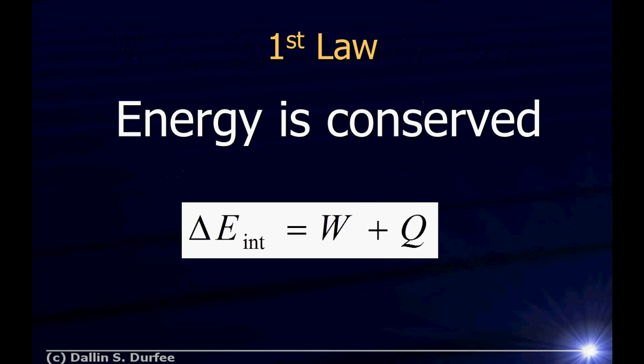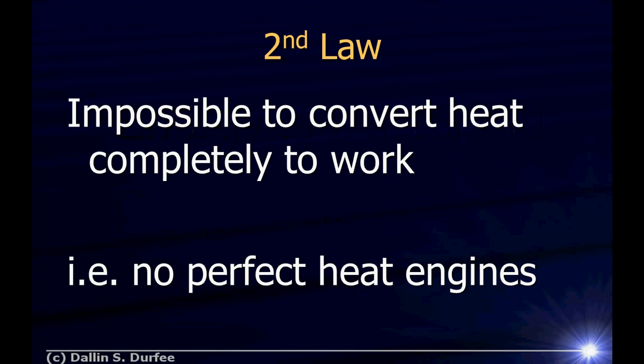Now, we already learned the first law of thermodynamics, and it basically said energy is conserved. So if I have some ideal gas, the change in internal energy of that gas is just the work done on it plus the heat that flows into it. Now we're going to give you the second law. And the second law says it is impossible to convert heat completely to work. In other words, there are no perfect heat engines. All right? Now, some people will apply this to like electric cars. All right? But an electric car does not use a heat engine.